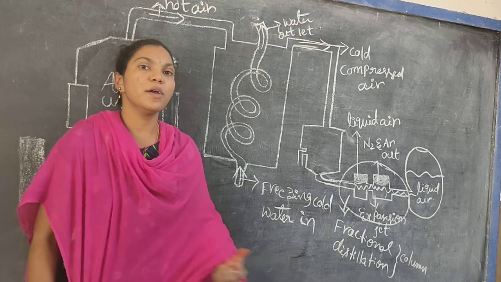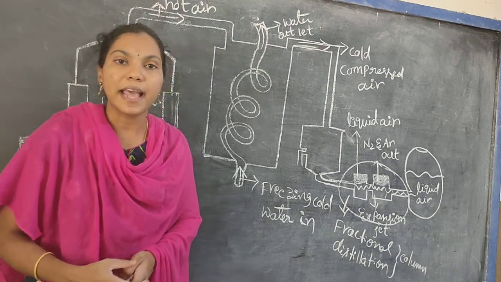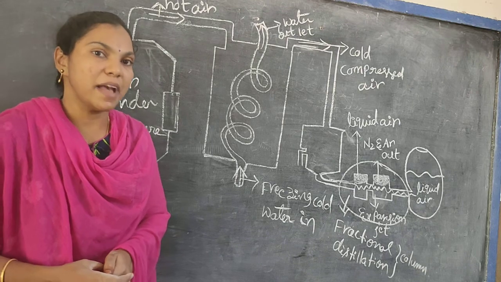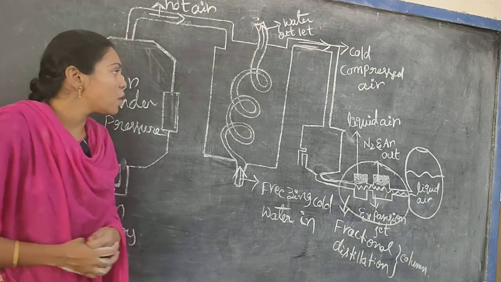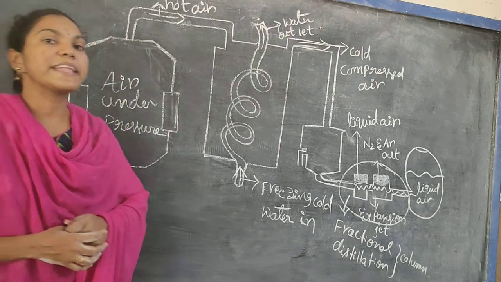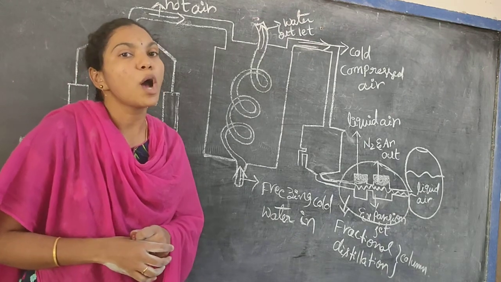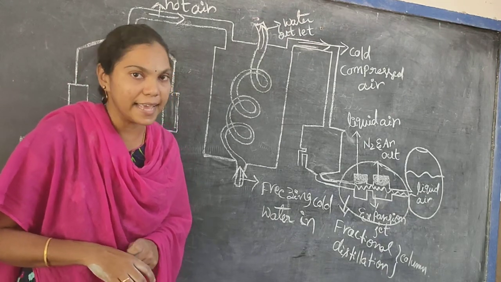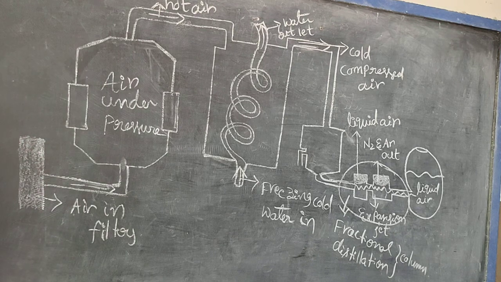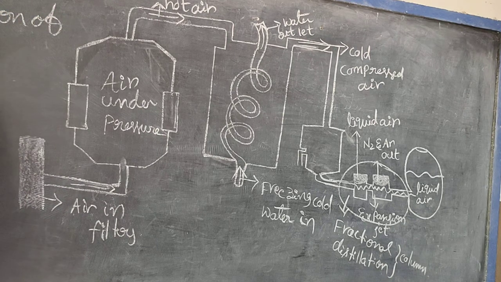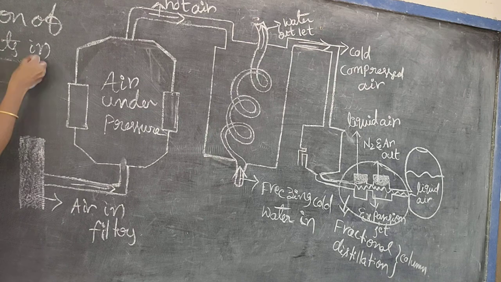Today, in this video, we are going to explain for 9th class students in the Is Matter Pure chapter. This is one of the separation methods, that is, separation of components which are present in air. That is the method name: separation of components in air.